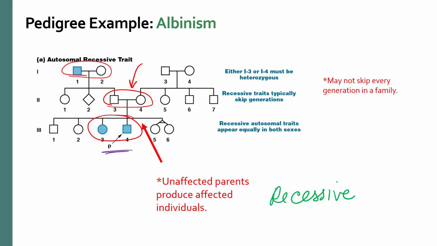I would say not to look for skipping every single time, because you might have a situation where you don't have two unaffected parents. Maybe you have all affected and you just don't see it being hidden. So you can't always assume based on a skipping. If there is no skipping, you can't assume that it is dominant either. So I always tell students just look for these two unaffected parents with an affected child.